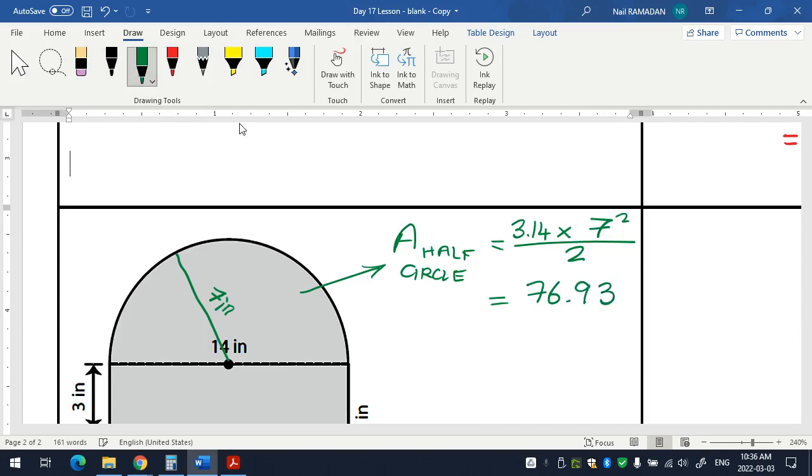What's the unit? Area is always power of squared. Inches squared. Yes. Inches squared.